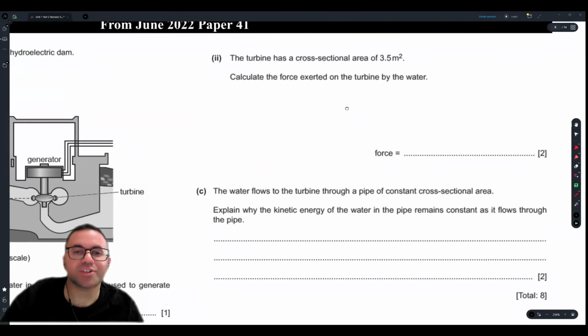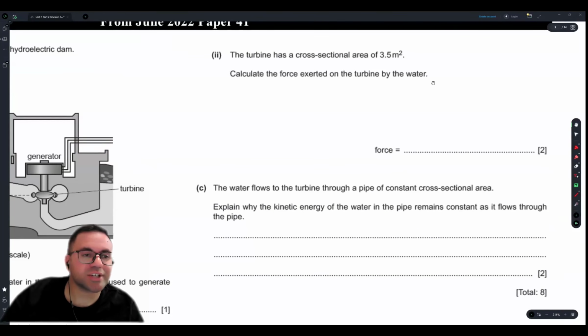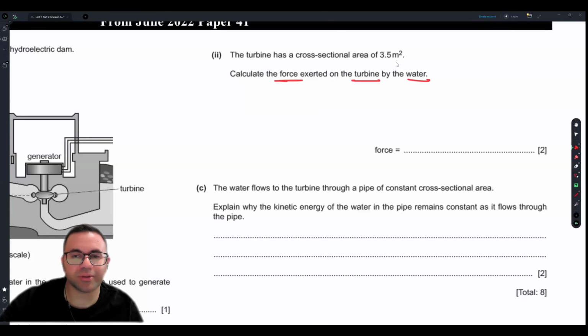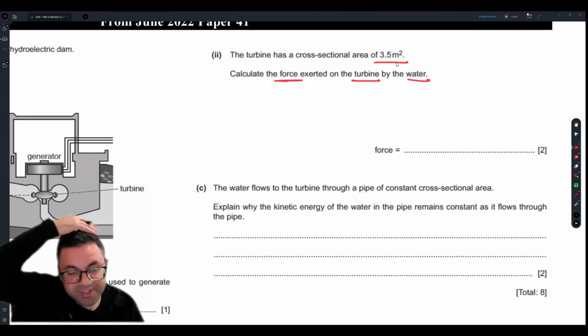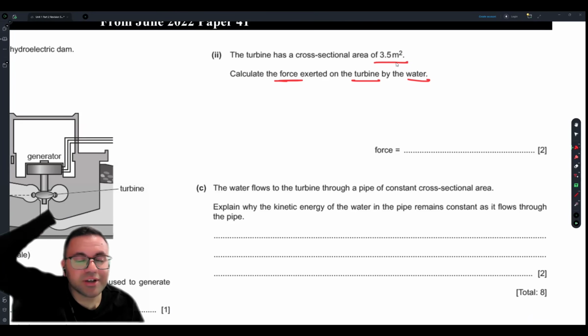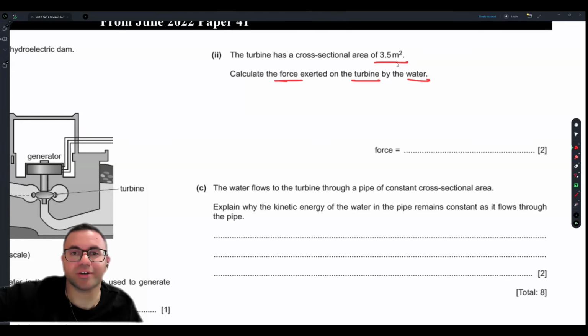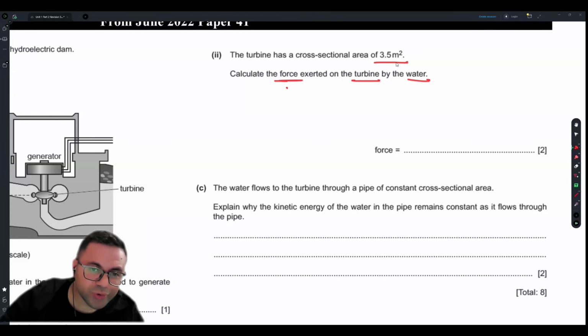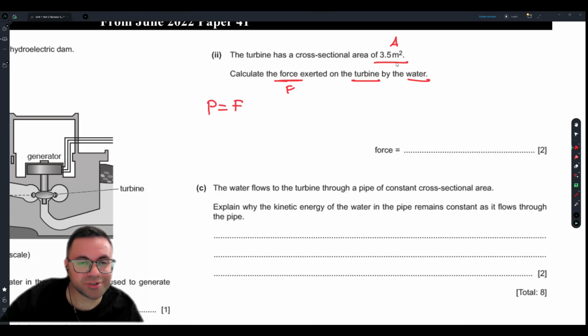The turbine has a cross-sectional area of 3.5 meters squared. What is the force exerted on the turbine by the water? So you might say, but this is in a liquid. Yeah, I don't care. Pressure is always force over area. So if I ask you for force and I give you the area, just use the rule. Pressure is force over area.